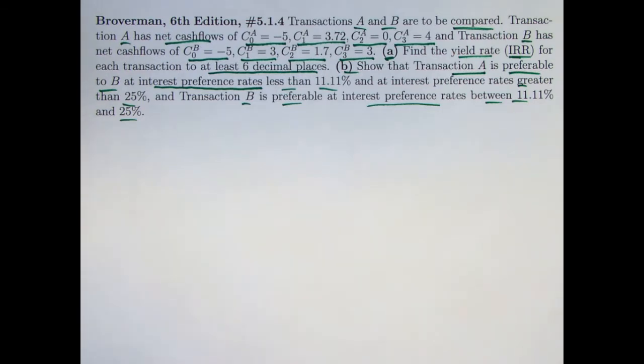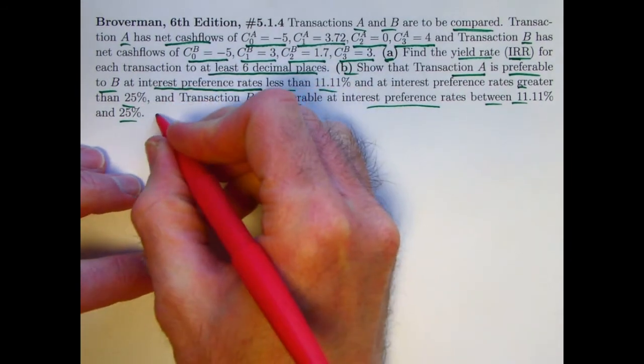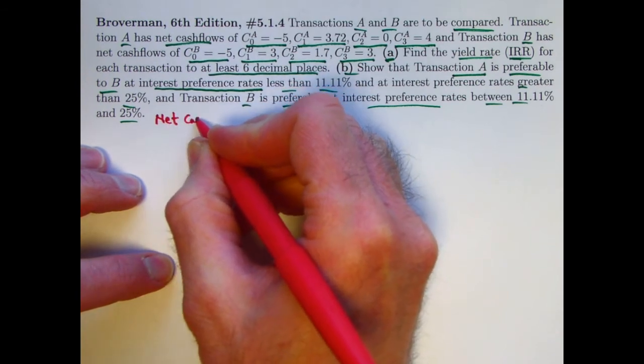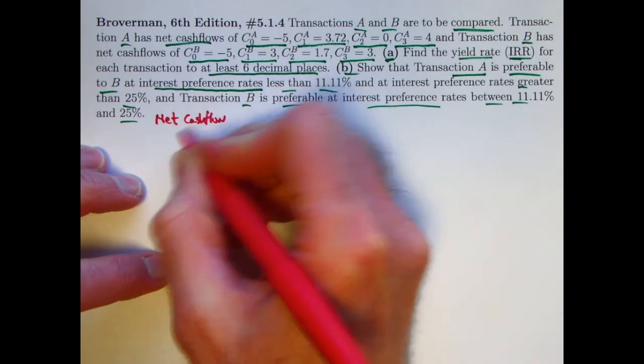Before we solve either part A or B, let me go ahead and start to show you some notation and terminology that we will be using. So we're going to think a little abstractly here. We're going to think about, first of all, a net cash flow vector.